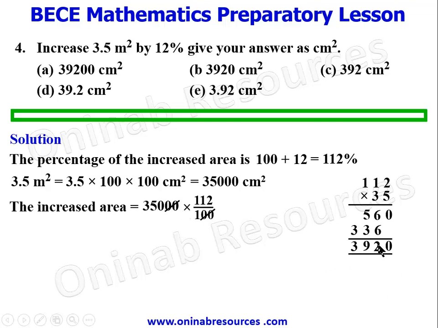When we add the 0, we have 39,200. So our final answer will be 39,200 squared centimeters, which represents the increased area in squared centimeters. And the available option here, that is option A. So we are done with solution to problem 4.